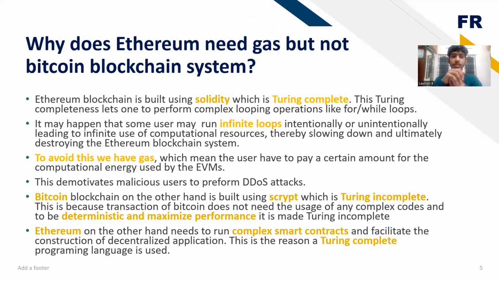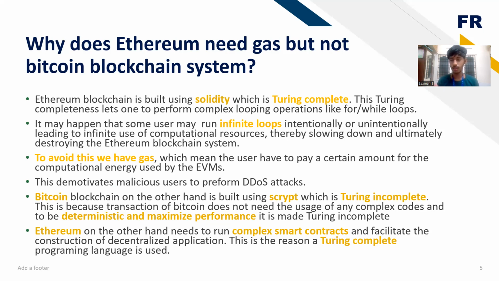So why does Ethereum need gas but not the Bitcoin blockchain system? We know that Ethereum is built using Solidity. Solidity is a Turing complete programming language, which means we can literally do anything. We can perform small operations to big complex looping operations like for loops or while loops. So it may happen that your code runs into an infinite loop, intentionally or unintentionally. If your code runs into an infinite loop, then the virtual machine will use an infinite amount of computational resources, which slows down the Ethereum blockchain system and sometimes ultimately destroys the whole ecosystem itself.